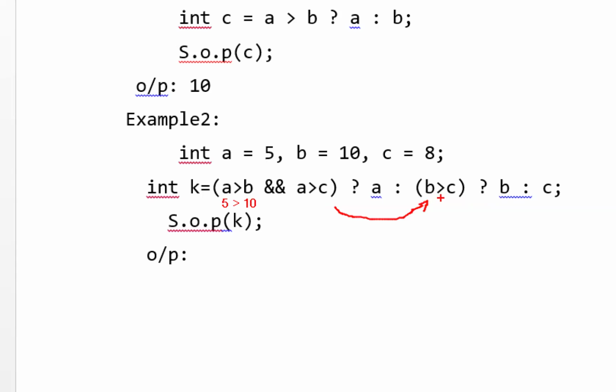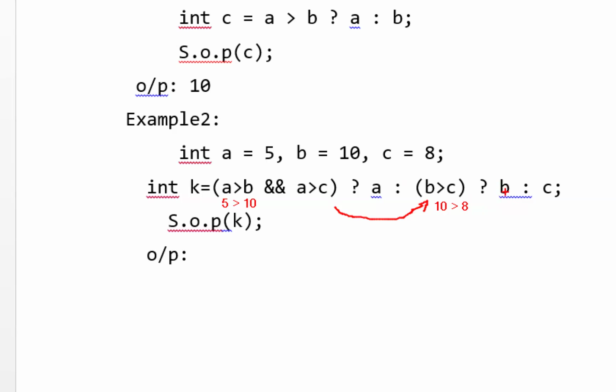What's the condition? B greater than C. Could you tell me what's the value of B? 10. Could you tell me what's the value of C? 8. Tell me, 10 greater than 8, what's the result of this condition? True. This condition is true. Okay, again this is one ternary operator. Tell me, if the condition is true, then control goes to this part 1.